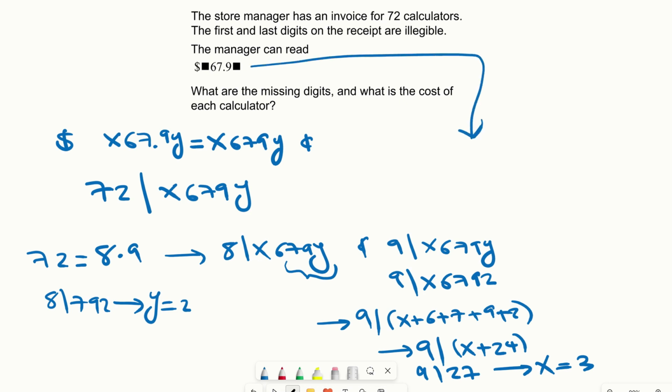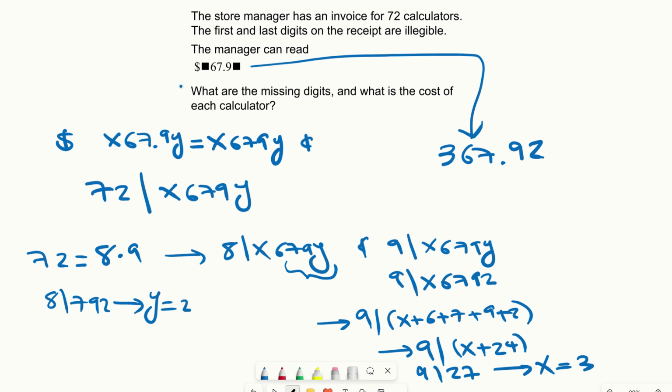number, right? So x is the first number, the first digit here on the left. So 3, 6, 7.9, and we know that y is 2. So this is how much the manager spent, right? They also know what is the cost of each calculator.